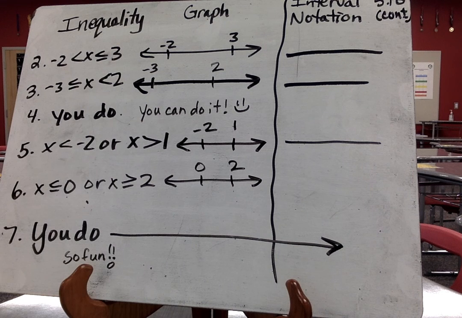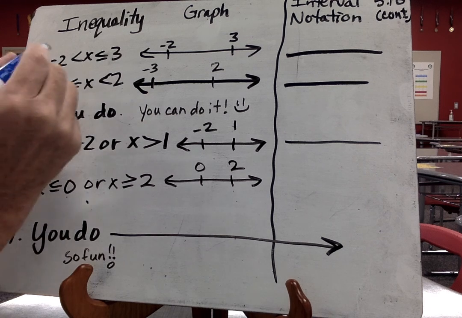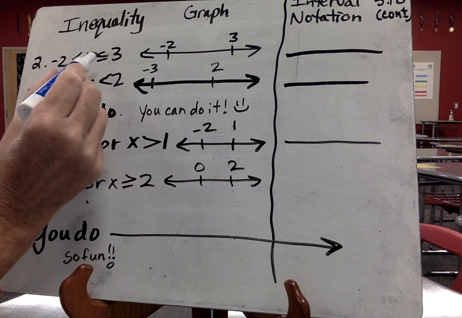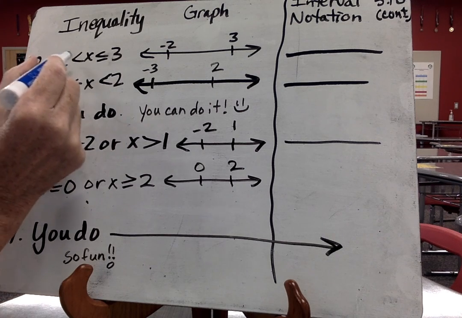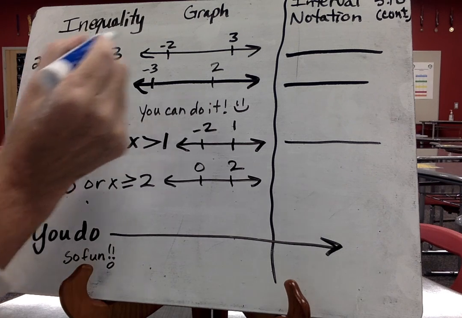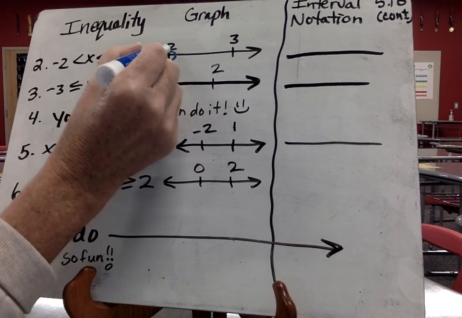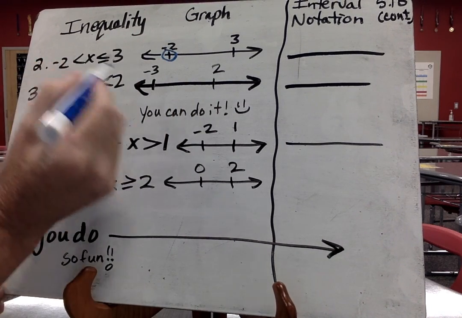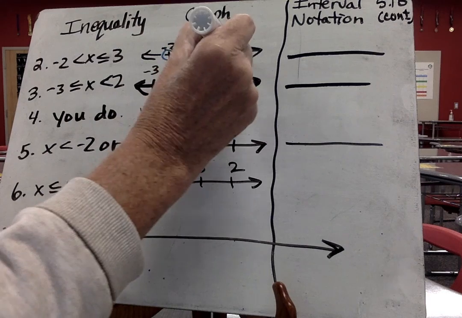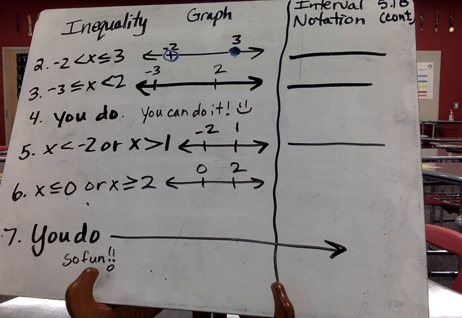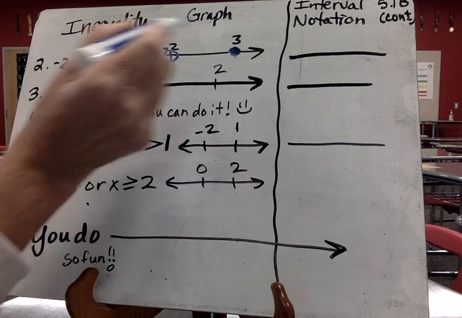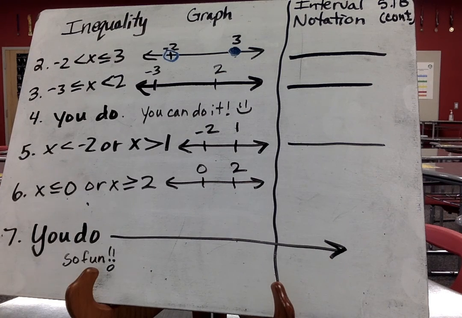Okay, next we're going to go down further on the worksheet. We have a few problems to do, not very many. We say negative 2 is less than x, and x is less than or equal to 3. So negative 2 is less than x, so it's an open dot because it doesn't have the line underneath. And we go up to 3. 3 is going to be a closed dot because it has the or equal sign. Again, more ink here is more ink there.